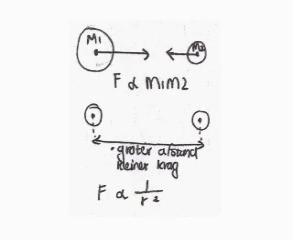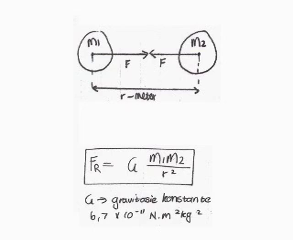Newton's gravitational force says that all particles in the universe exert a gravitational pull on each other. The force is directly proportional to the product of their masses and inversely proportional to the square of the distance between their midpoints. The gravitational formula therefore says that the resulting force is equal to the gravitation constant, which is 6.7 times 10 to the power minus 11, multiplied by the two masses, divided by the square of the distance between their midpoints.